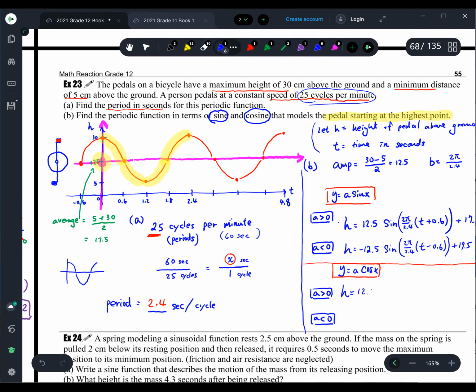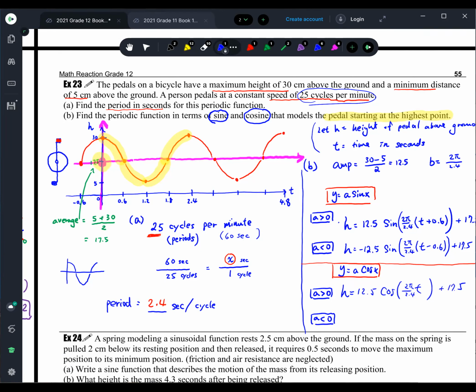12.5 cosine bracket 2 pi over 2.4 t, and then close the bracket and then plus 17.5. Yes, very good.